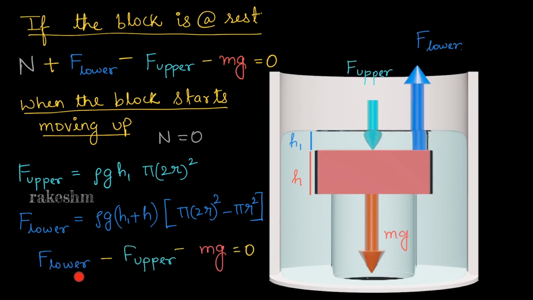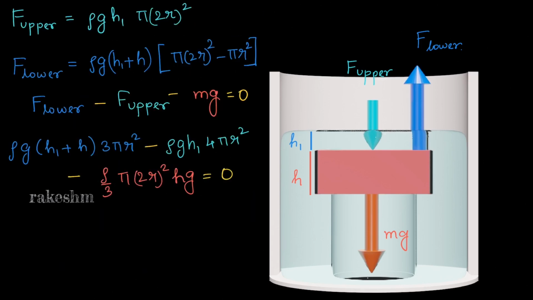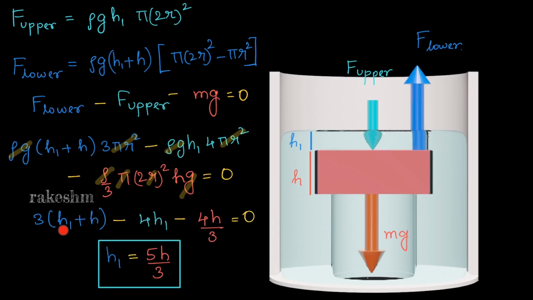So we can say f lower minus f upper minus mg equals 0. So f lower is rho g (h1 plus h) into, if you simplify this, you get 3 pi r square, minus f upper is rho g h1 into 4 pi r square, minus mass, which is density into volume. So that is rho by 3 into pi into (2r) whole square into h into g equals 0. We are cancelling out rho g into pi r square in all these three terms. So after simplifying this equation, we get h1 equals 5h by 3.